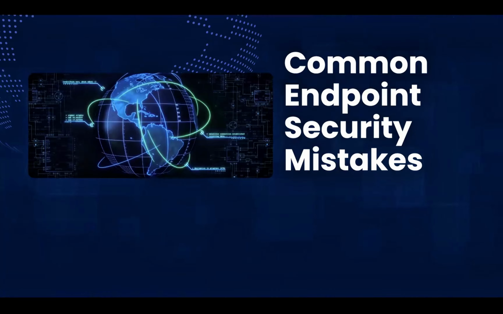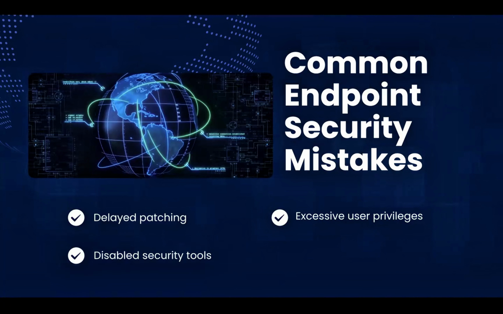What are the common endpoint security mistakes that people make? Mistakes weaken endpoint defenses, and here are some of the common endpoint security mistakes people make. The first one is delaying patches. The second one is giving users excessive privileges. The third one is disabling security tools. And lastly, we have ignoring security alerts. As security professionals, we must not make these mistakes.